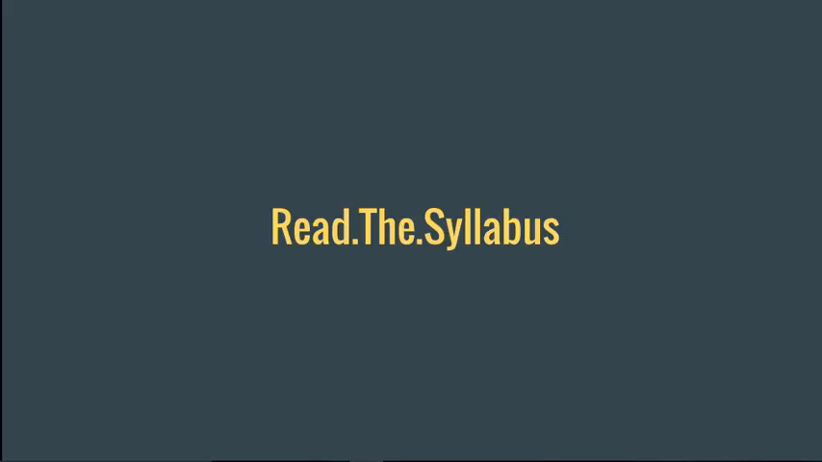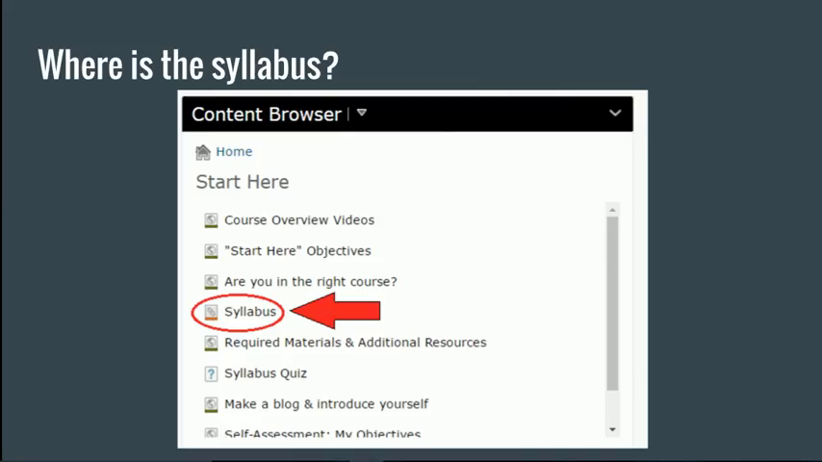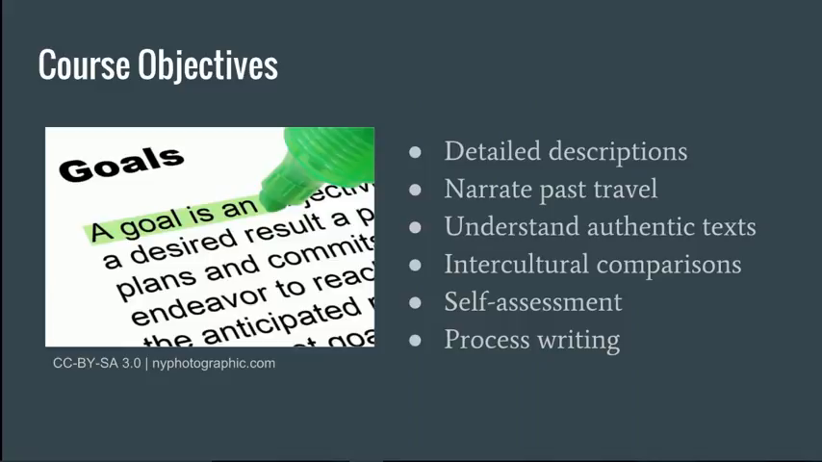Now, where do you find the syllabus? Well, it's right in the content browser, right on D2L. Just below the course overview videos, you'll see the objectives for the Start Here module, a quick set of links to make sure you're in the right class, and then bam, there's a link to the syllabus, which is housed on Google Documents. So make sure you find the syllabus and read it through carefully before you take the syllabus quiz.